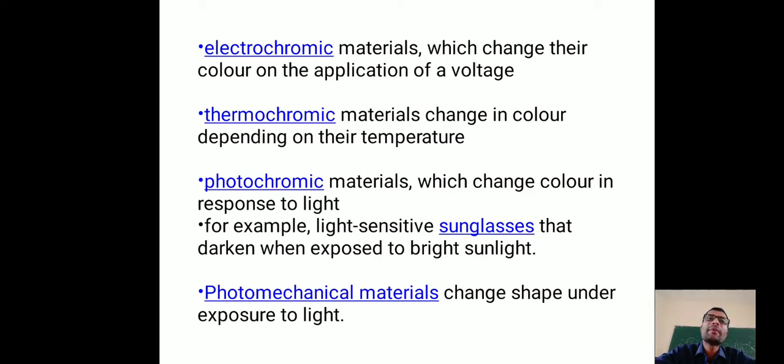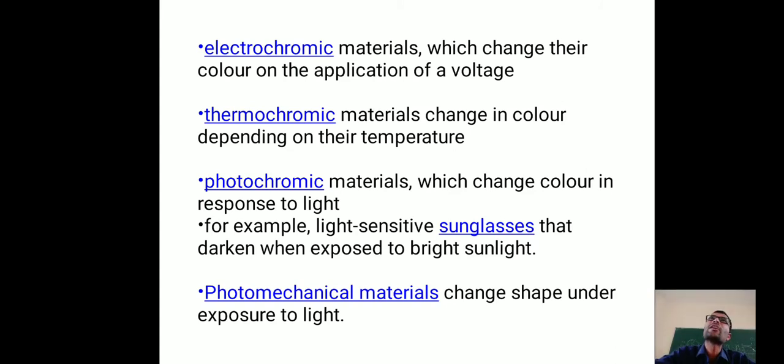Then thermochromic. Thermochromic means these are such materials in which, due to the thermal energy, due to the heat energy, the color of this material changes. Chromic means color change. Thermo means due to the heat. So due to the temperature, color changes, called thermochromic.